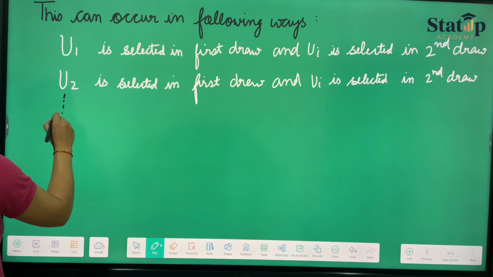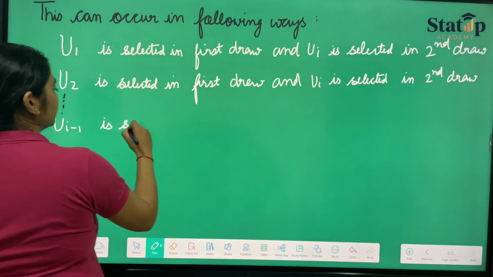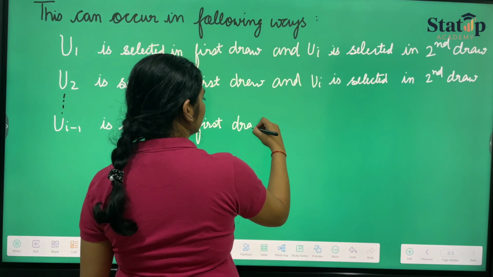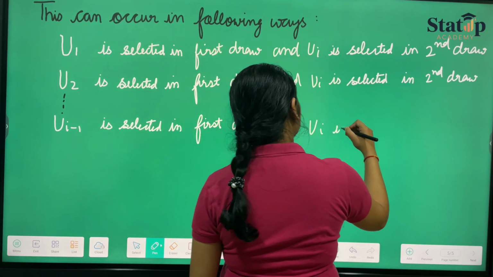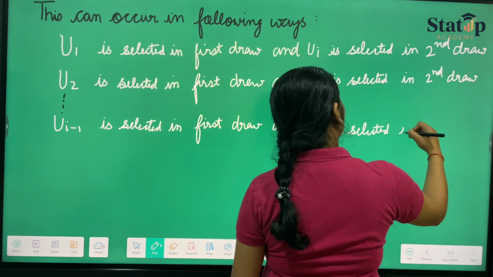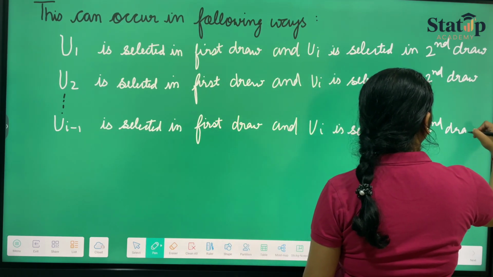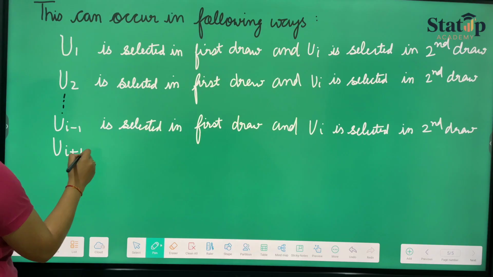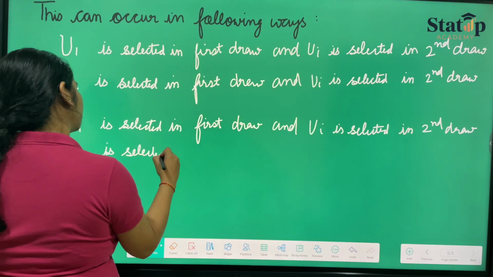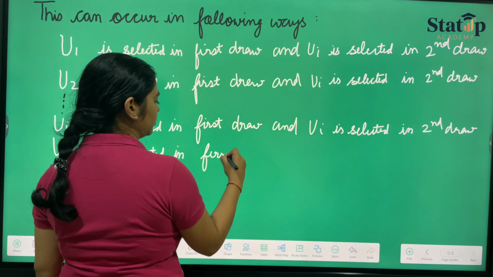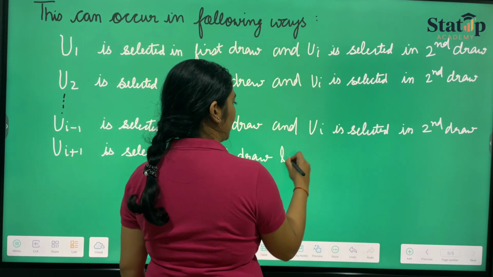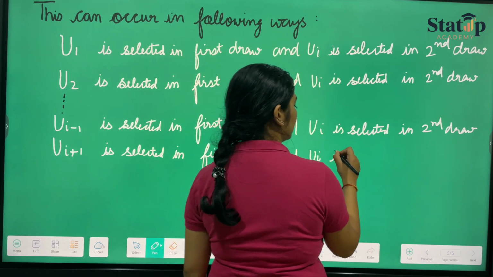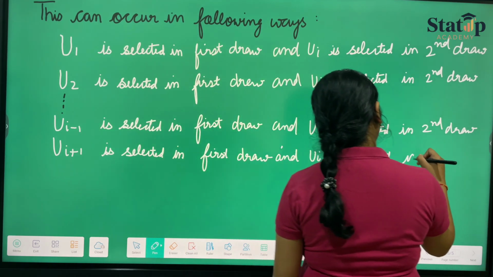Going on further, Ui minus 1 is selected in first draw and Ui is selected in second draw. Then the ith unit cannot be selected in the first draw itself, so we take Ui plus 1 selected in first draw and Ui is selected in second draw.